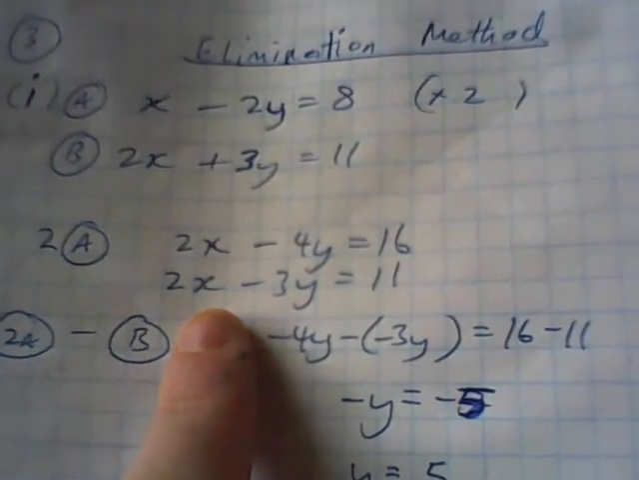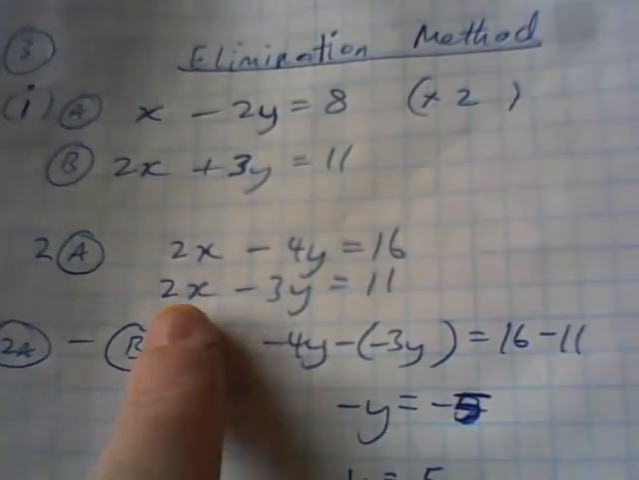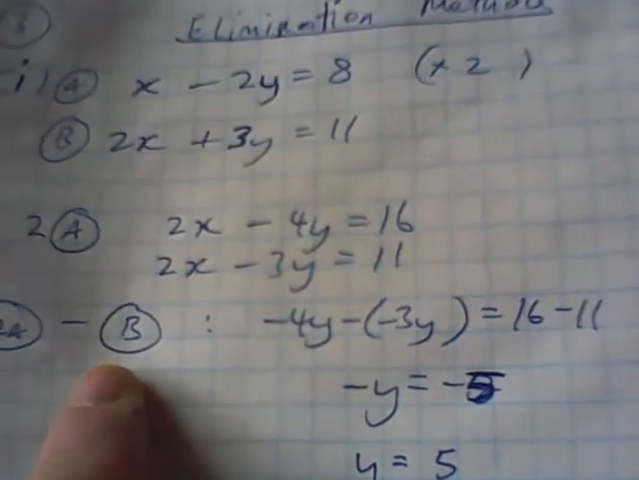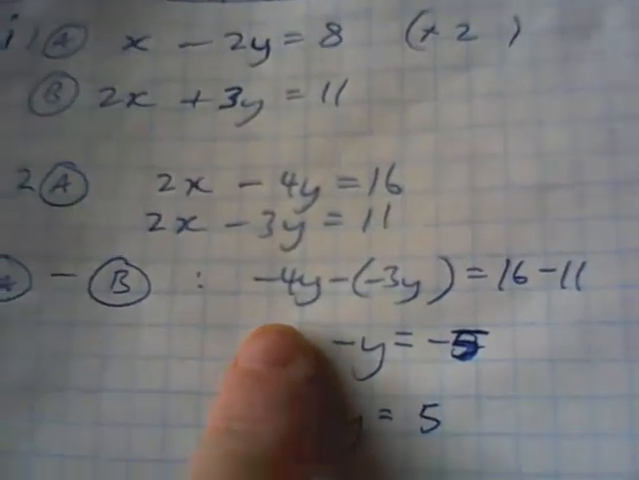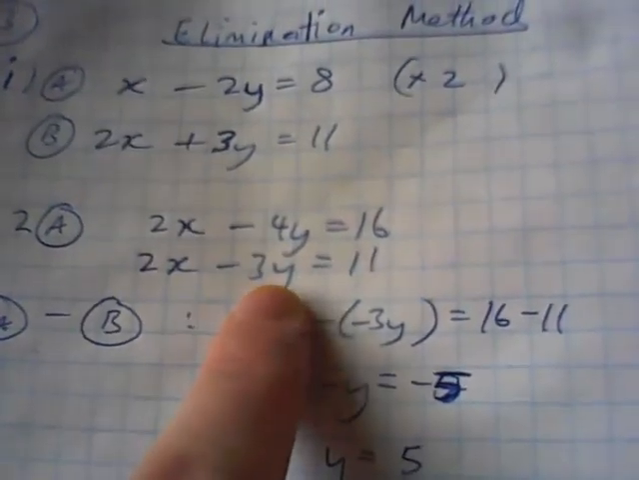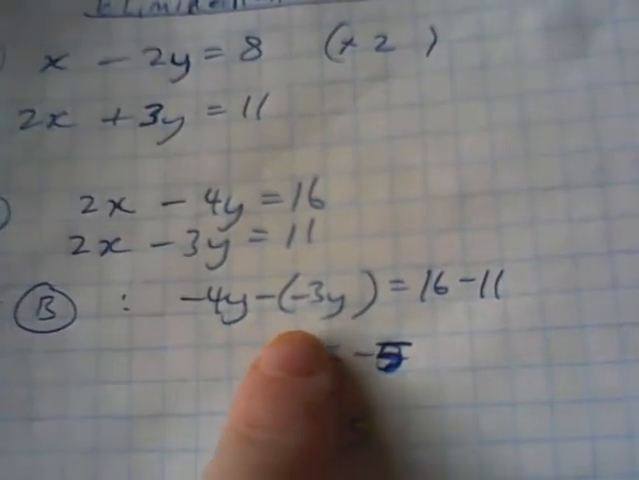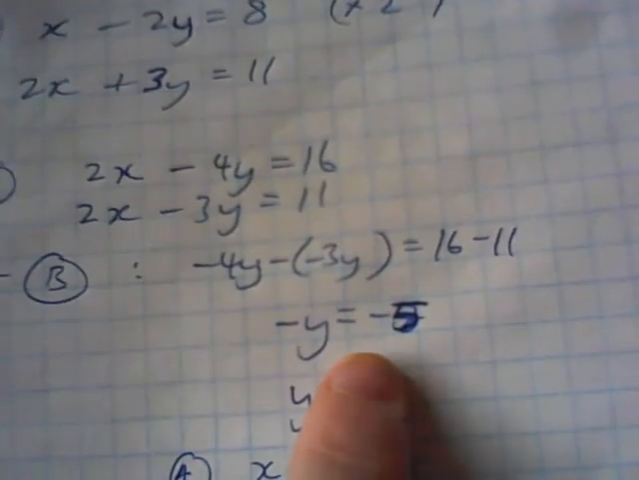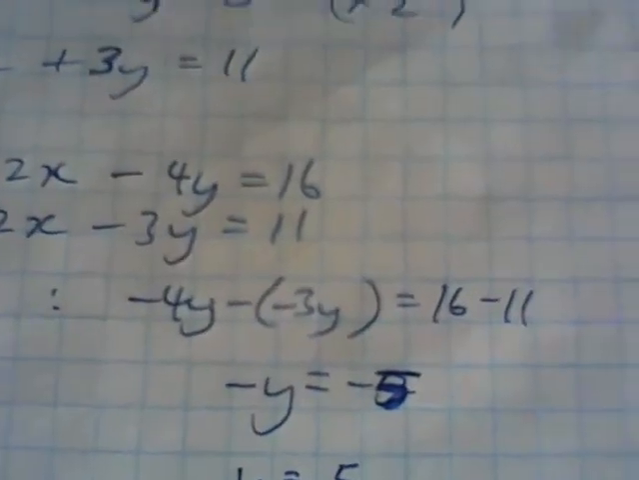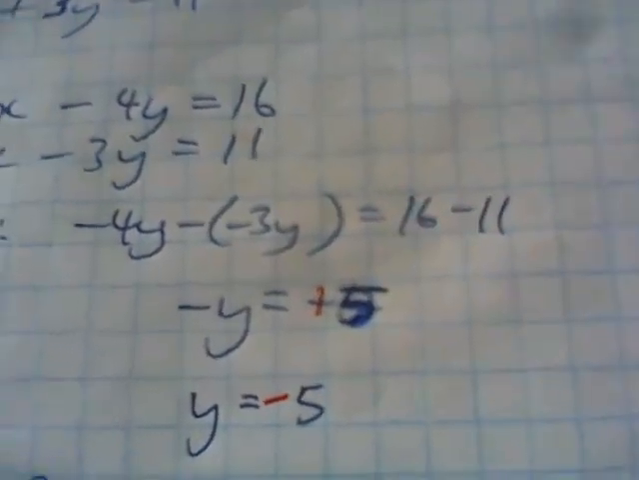Now we compare it to equation B again: 2x minus 3y equals 11. Here, you see, I've got 2x and 2x, so now I can apply the elimination technique of subtracting one equation from the other. Be careful with your negatives here. You're doing minus 4y minus a negative 3y, so you've got a minus a negative, a double negative. That's actually minus 4 plus 3, which is minus 1, so minus 1y. 16 minus 11 is positive 5, and so what we end up with there is y equals negative 5.